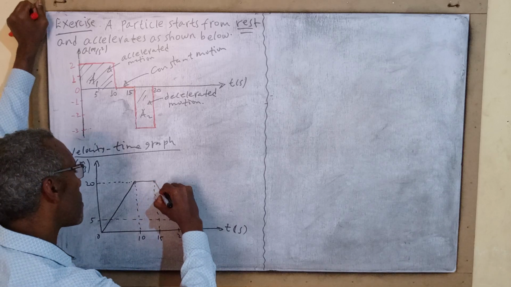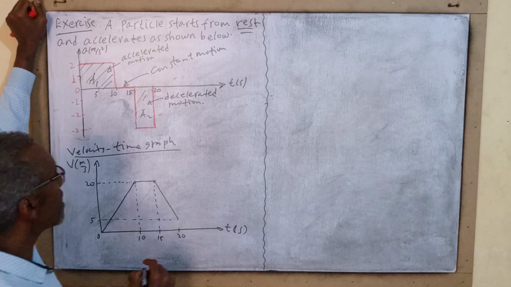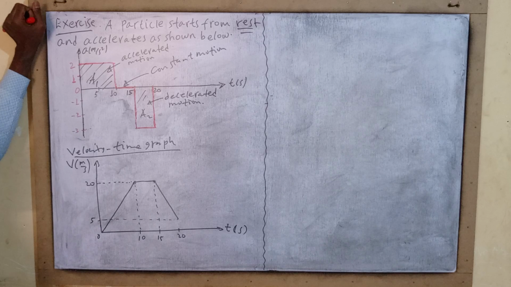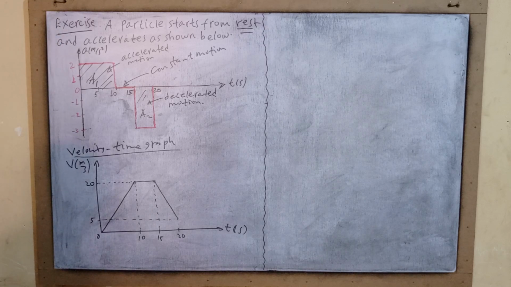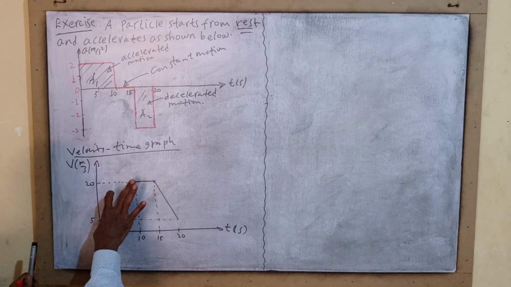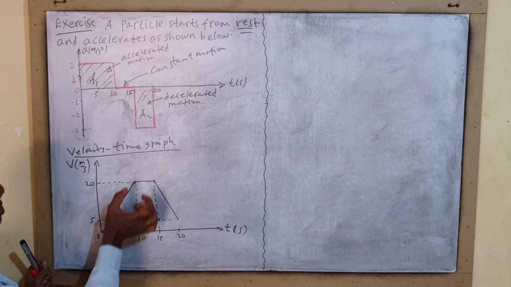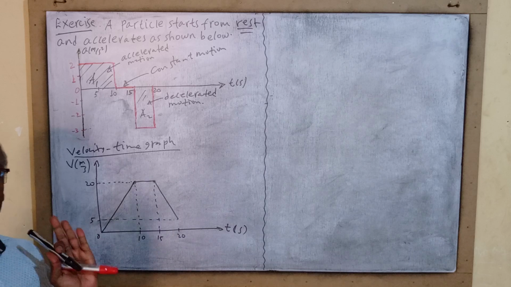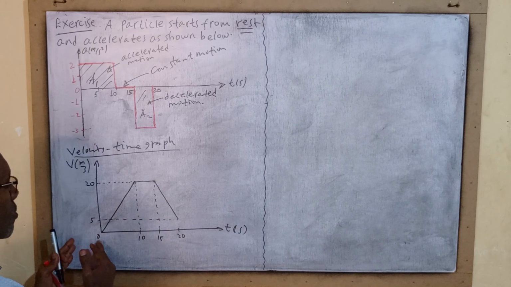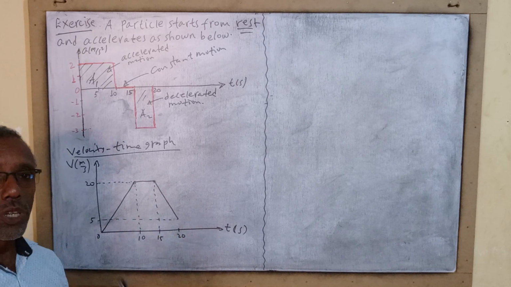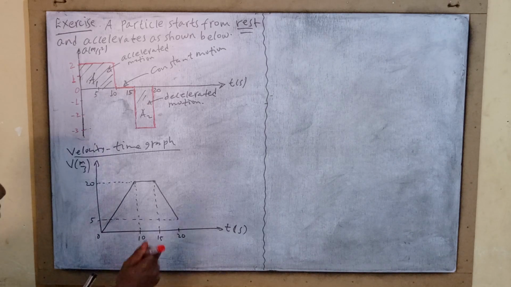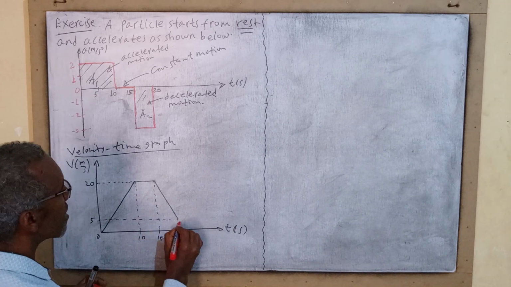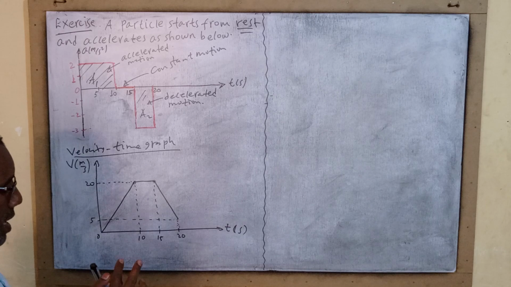The speed decreases linearly by 3 meters per second every second. This is for the first part, accelerated part, constant motion part, and decelerated part. To find the distance traveled between t is equal to 0 and t is equal to 20 seconds, we need to find the area under this curve. The area under this curve is always equal to displacement.